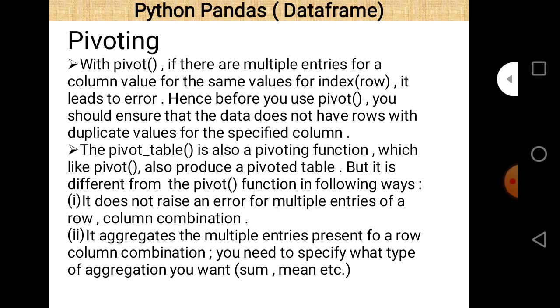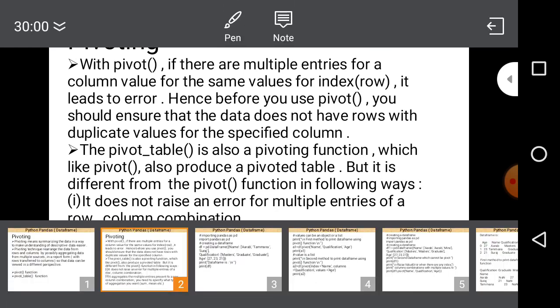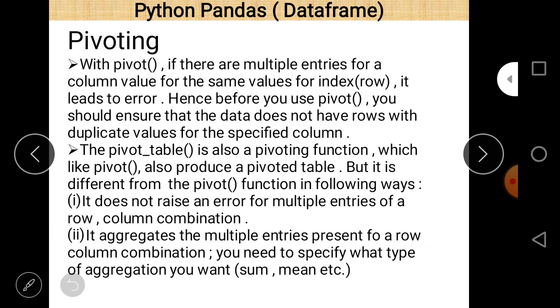With pivot, if there are multiple entries for a column value for the same value of the index row, it leads to an error. Hence, before you use the pivot function, you should ensure that the data does not have rows with duplicate values for the specified column. It is a very important point that data does not have duplicate values for the specified columns. When you use pivot, you must ensure that rows with duplicate values are not allowed at any cost.